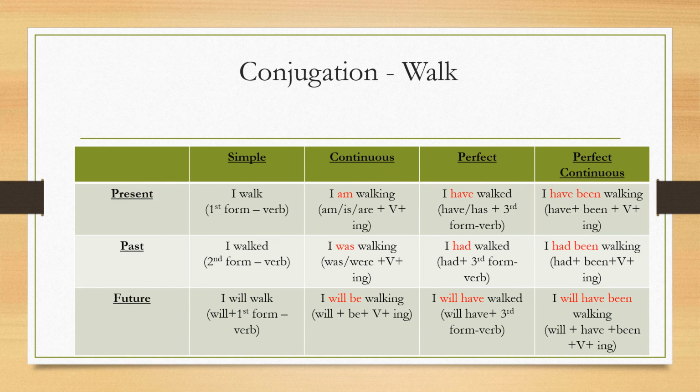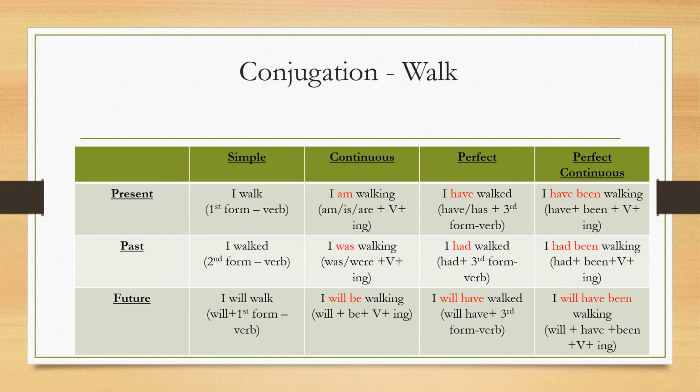Conjugation of the verb walk. As discussed earlier, tenses are of 3 types: present, past and future. Each have 4 aspects, which is simple, continuous, perfect and perfect continuous. So we are going to conjugate the verb walk. For example, in the simple present, you need to use the first form of the verb, I walk.